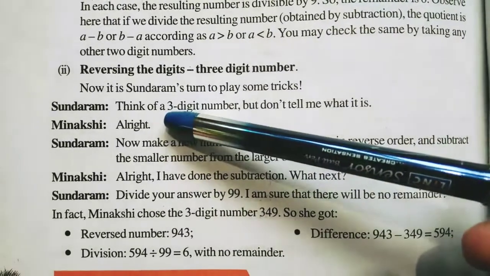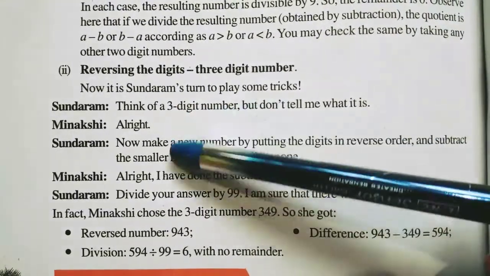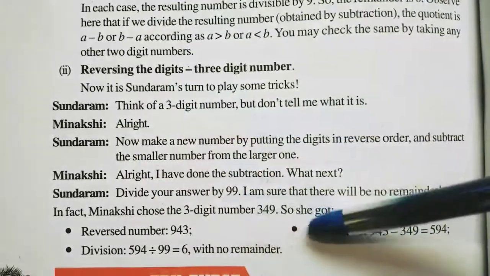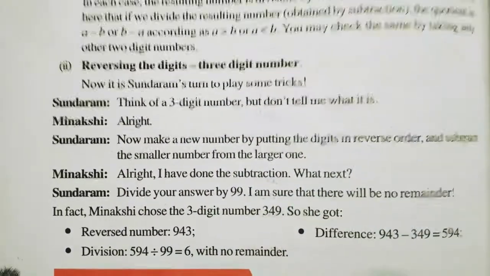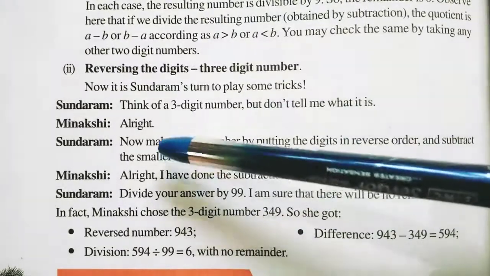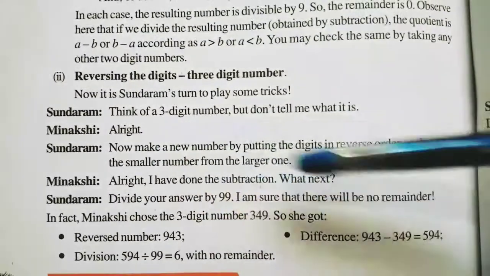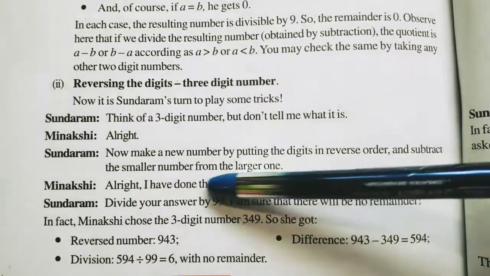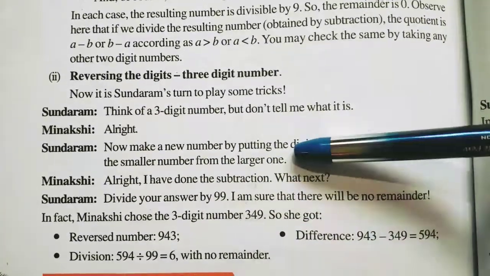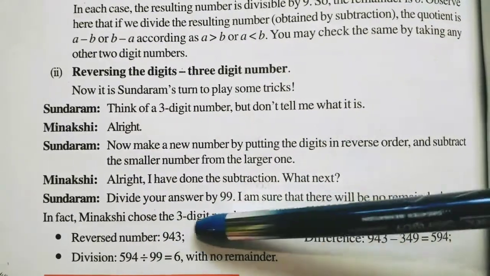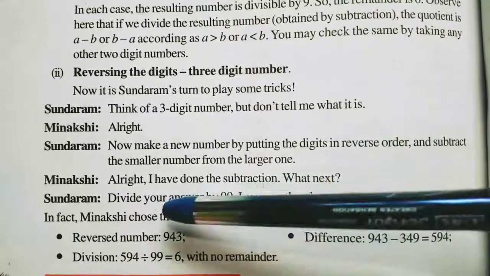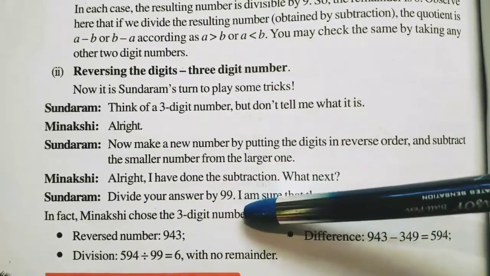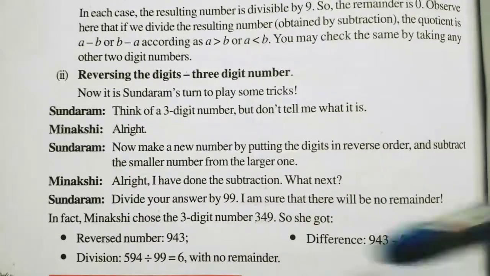Sundaram said, think of a three-digit number. Meenakshi has taken the three-digit number 349. Next, he said to reverse the order of the digits, make a new number by putting the digits in reverse order, and subtract the smaller number from the larger one. So she has reversed the number 349. After reversing, 943 comes. This is the reverse order of this number.